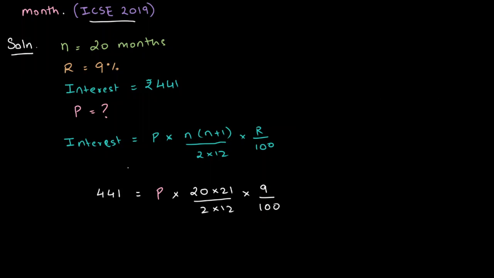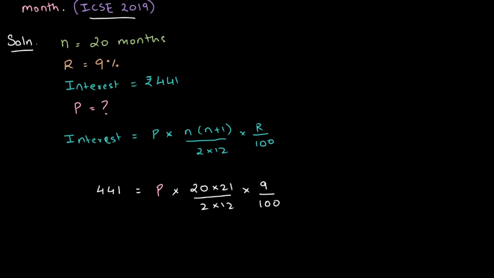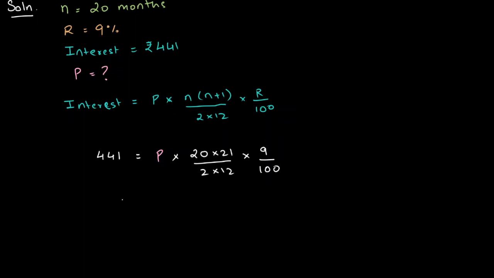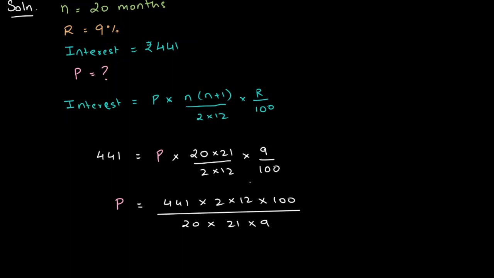To solve the value, what we'll do is we'll just rearrange the terms. All the terms here in the numerator will go to the denominator on the other side, and all the terms in the denominator will go to the numerator. Right. So let's just write the equation so that it becomes easier for us to solve. I can say P is equal to 441 into 2 into 12 into 100. This is all the denominator terms coming to the numerator. All of this divided by 20 into 21 into 9, all the numerator terms into the denominator.